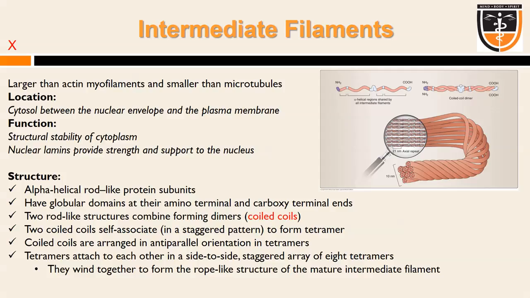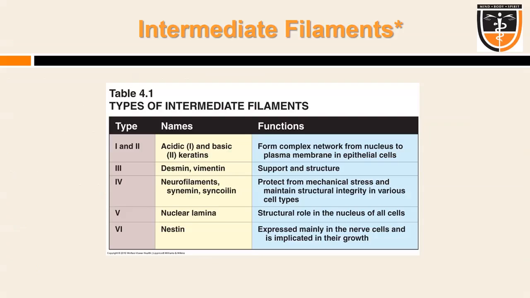So it's a very, very strong structure. First it starts with dimers, the coiled coils. Coiled coils attach to each other, forming tetramers with four different strands. Now these four strands bind together to form eight strands, and these eight strands wind around each other. You can imagine how strong that is. That's a really strong structure.